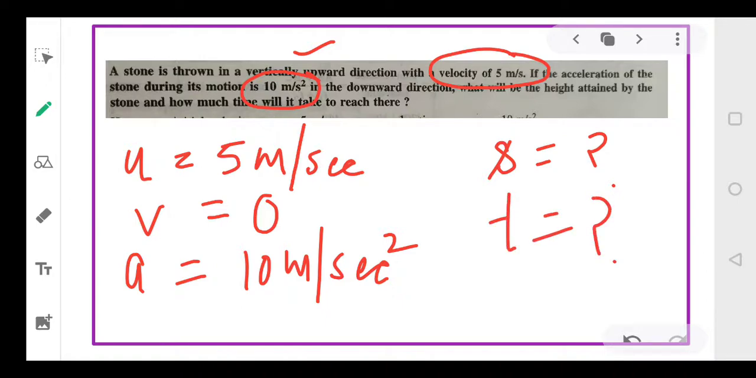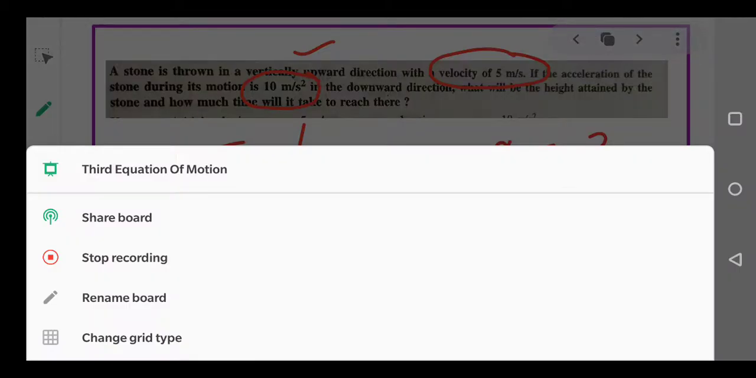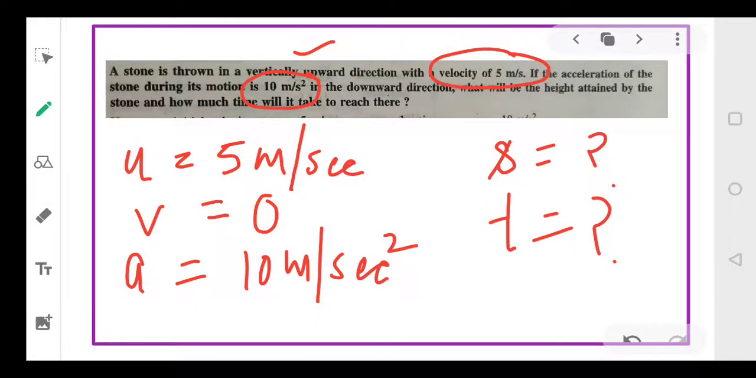We have to calculate two things. One is the distance and second we have to calculate the time. Okay, dear students? Okay, shall we start now? Let's calculate the distance. Now before we go, just imagine this question. We are throwing a stone up. It is going against gravity, so your acceleration is negative, right? Your acceleration is negative.